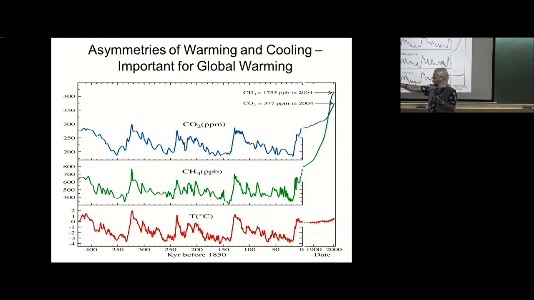Building glaciers takes a long time, 100,000 years. This happens much more rapidly, very slow building and so on. This is critical now because where are we? Are we here or are we on this side?